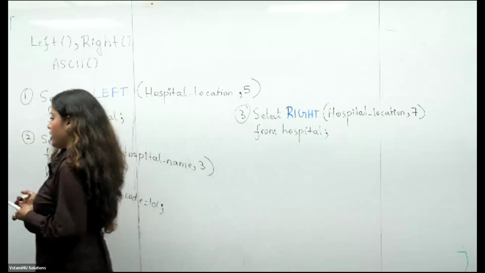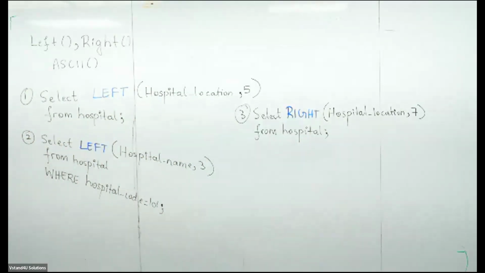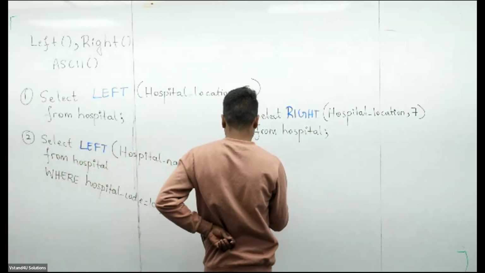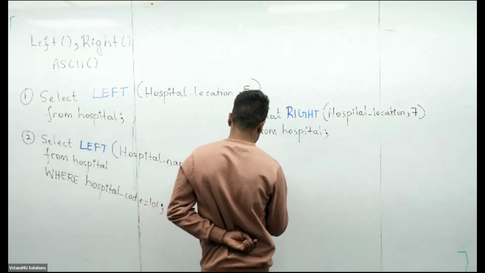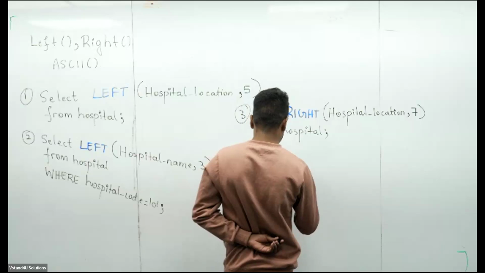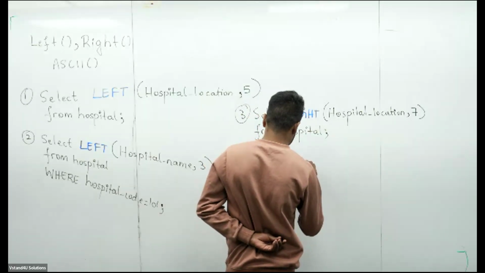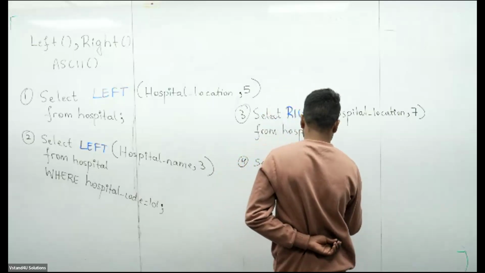Take down the next query. Yes, Sanjay and Darshan, you're correct. The next query is, Sudhakar, now come on the stage. Extract the last 4 characters from the hospital name for a specific hospital, for a specific hospital having code 101.